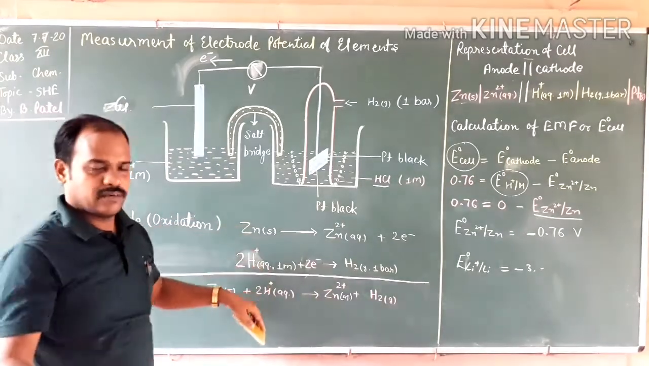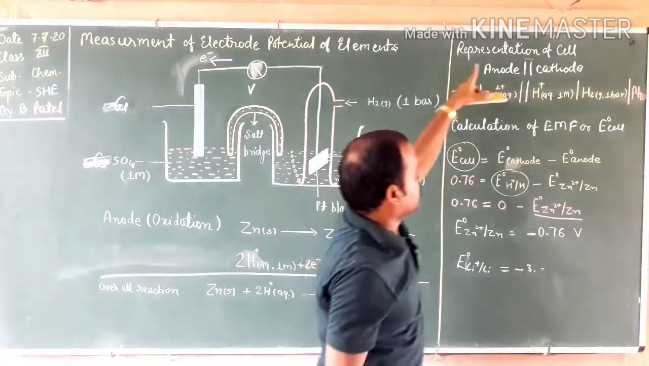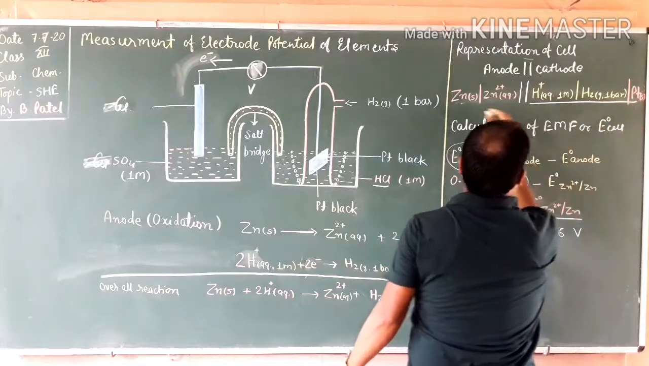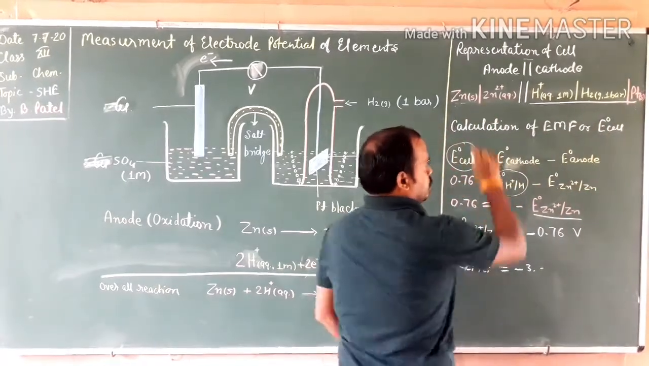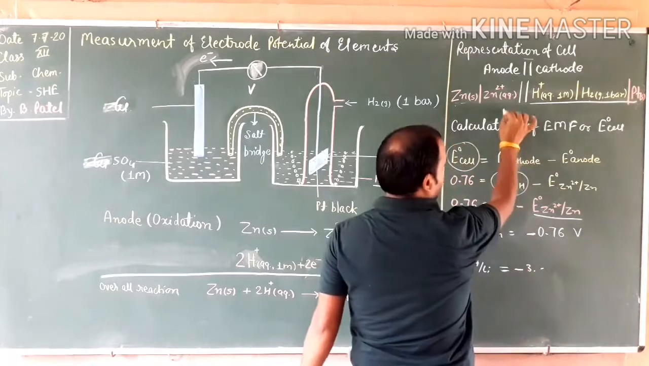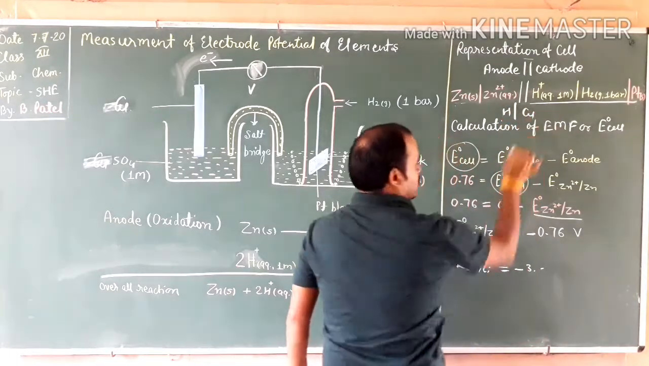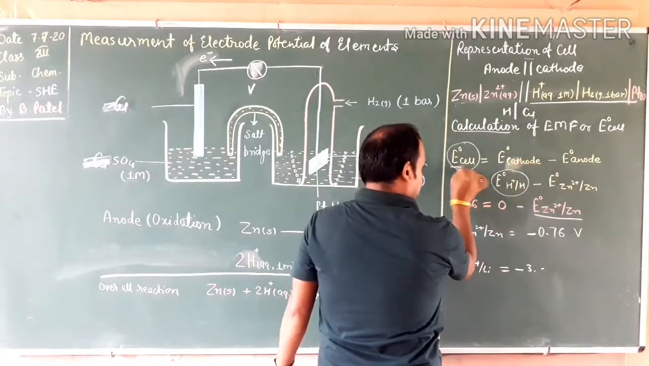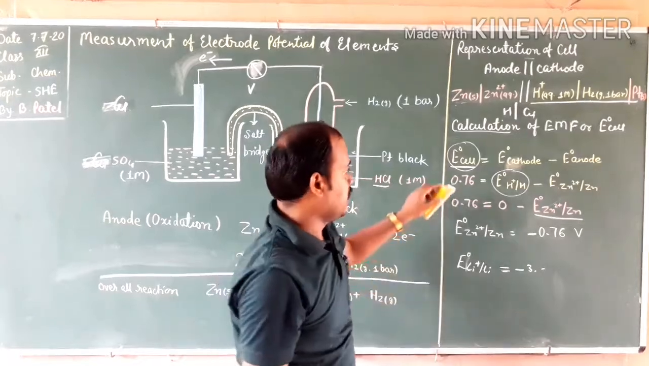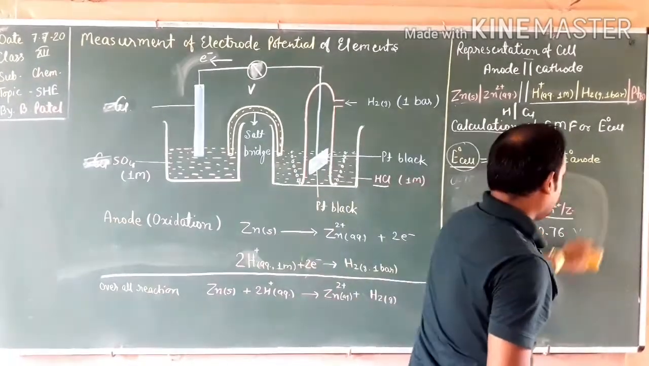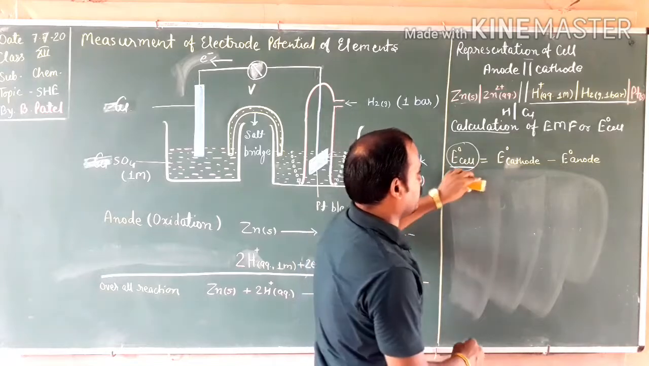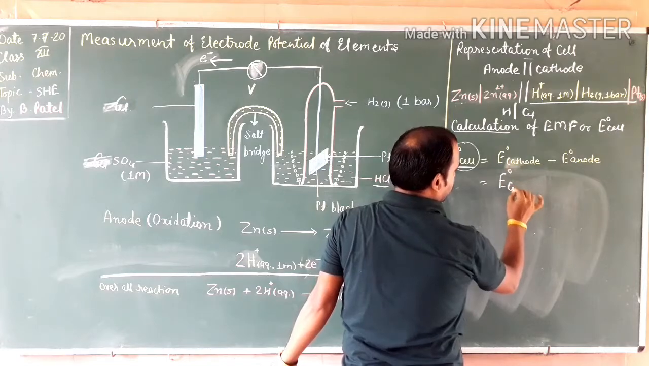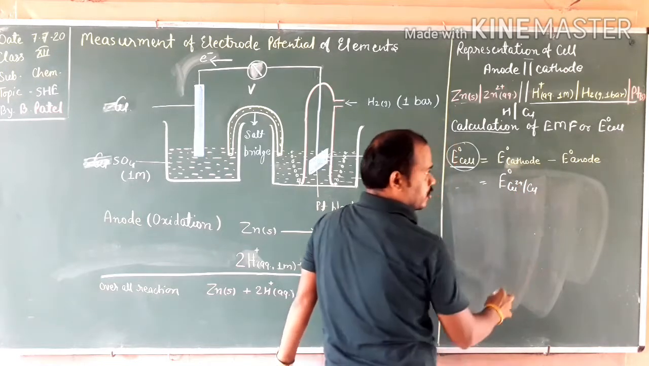So the reaction is very simple, you can see. In the representation, anode and cathode: now hydrogen will be anode and copper will be cathode. So copper will be written on that side. Here hydrogen, here copper. This will be the pattern of representation of the cell. After that, calculation. So E0 of that setup, when copper is connected to SHE, the standard hydrogen electrode, in that case the cathode is copper.